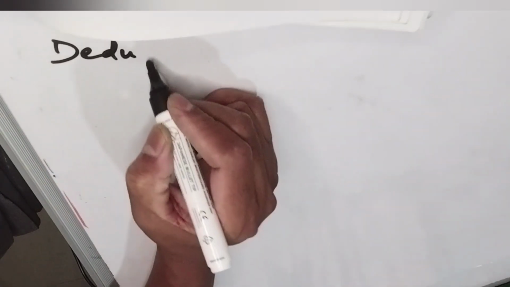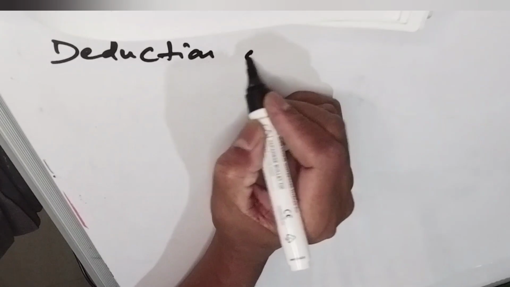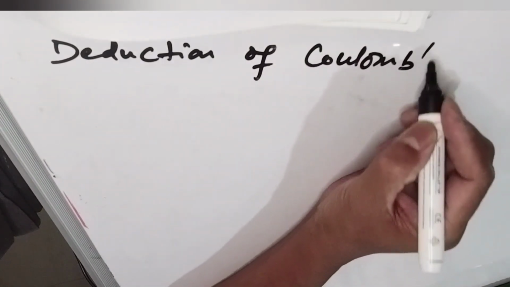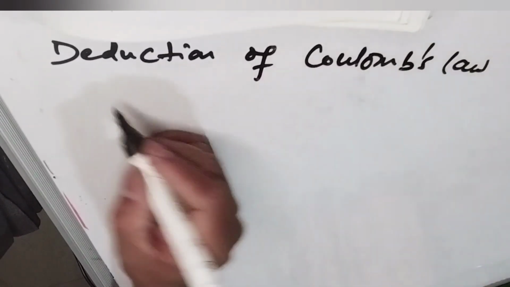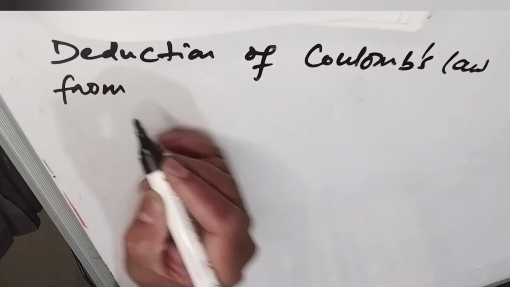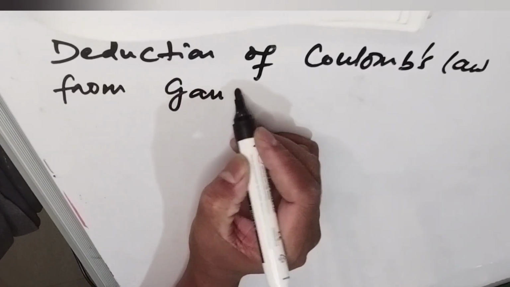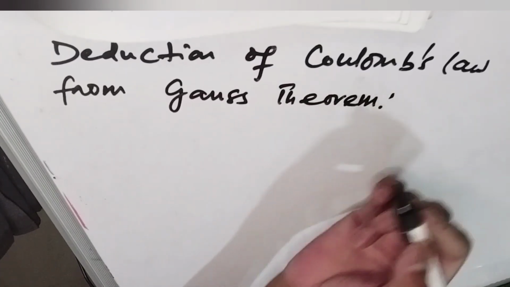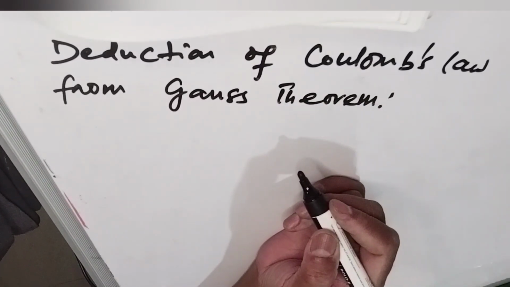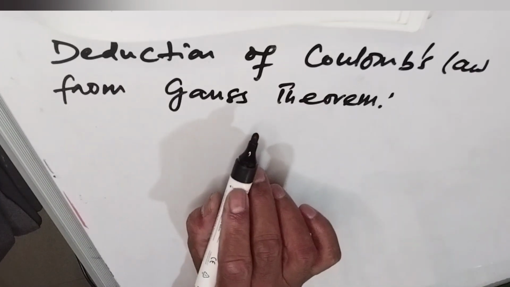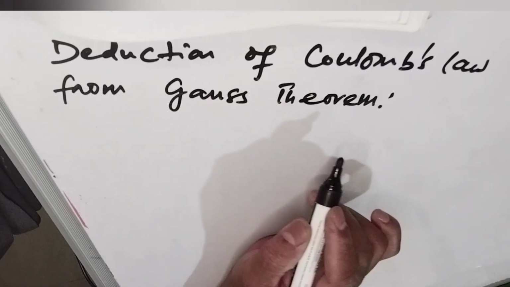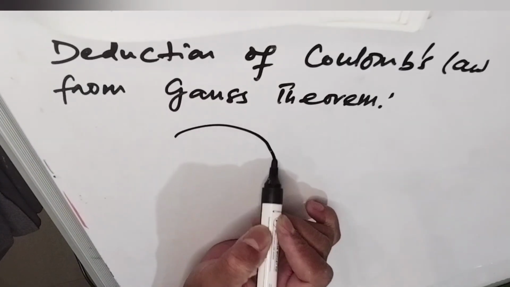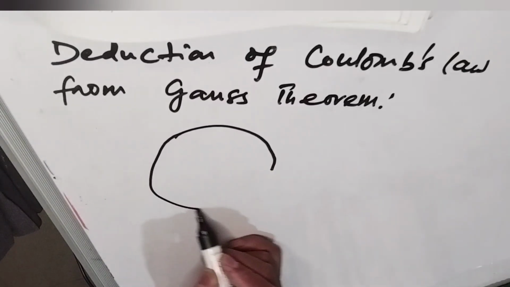Let's have a deduction of Coulomb's law from Gauss theorem. Right? For this, what we need is to deduce the Coulomb's law from Gauss theorem. See what is given in our Gauss theorem. What is given in our Gauss theorem?